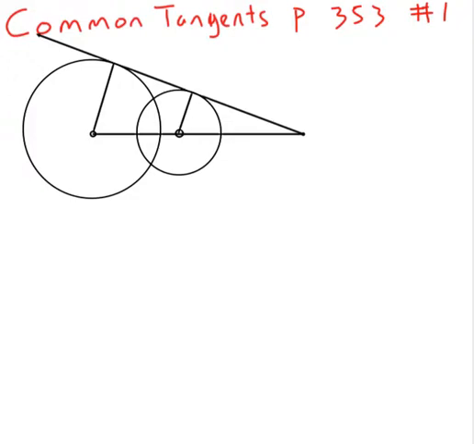We'll start with number 1 from page 253. We have this diagram here, and let's label our points: A, B, C, D, and E. We are given that this radius is 10, AE is 10, BD is 5, and BC is 12, and we want to find AC.